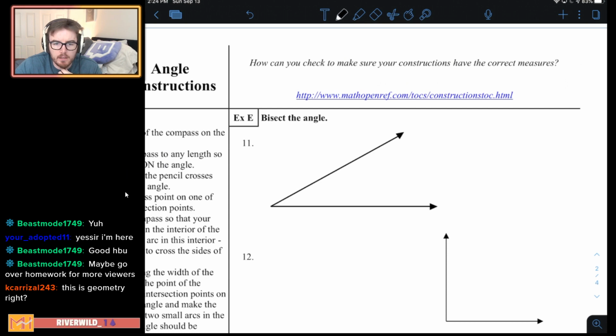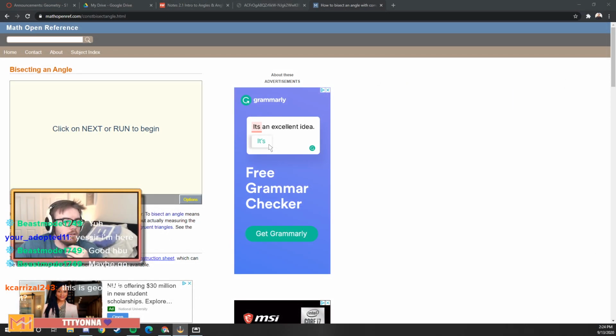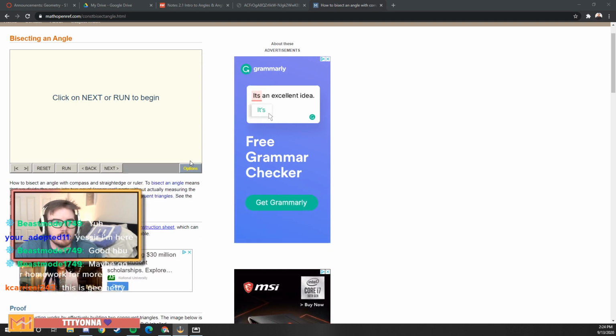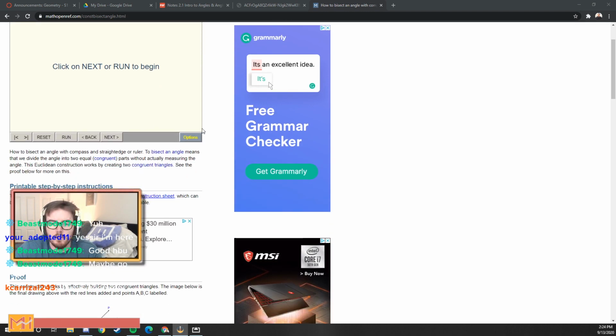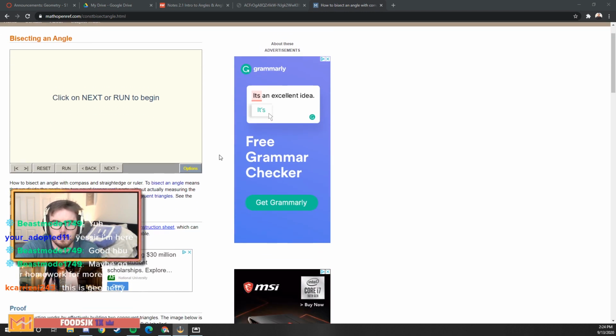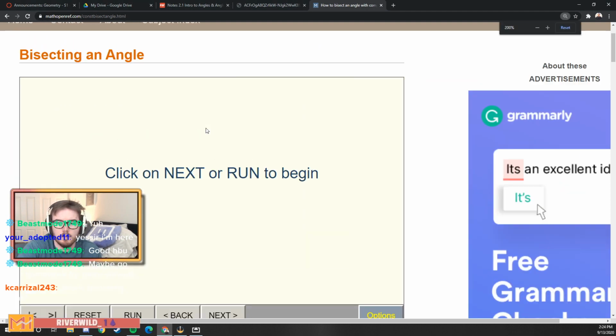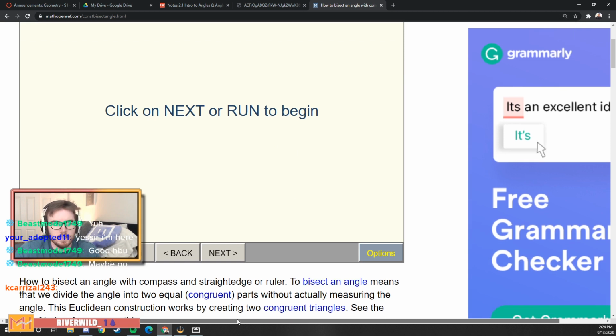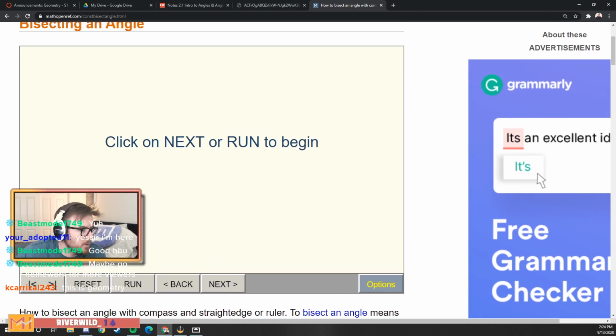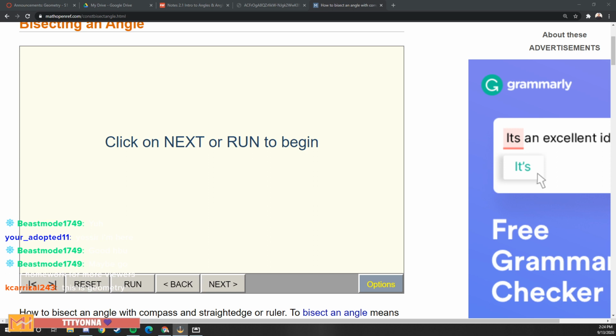So, what is an angle bisector? Bisect an angle. Okay. So, here's this step by step. Can I go full screen or something on this? So here's this guy here. Let me hide my webcam. Hide that real quick.